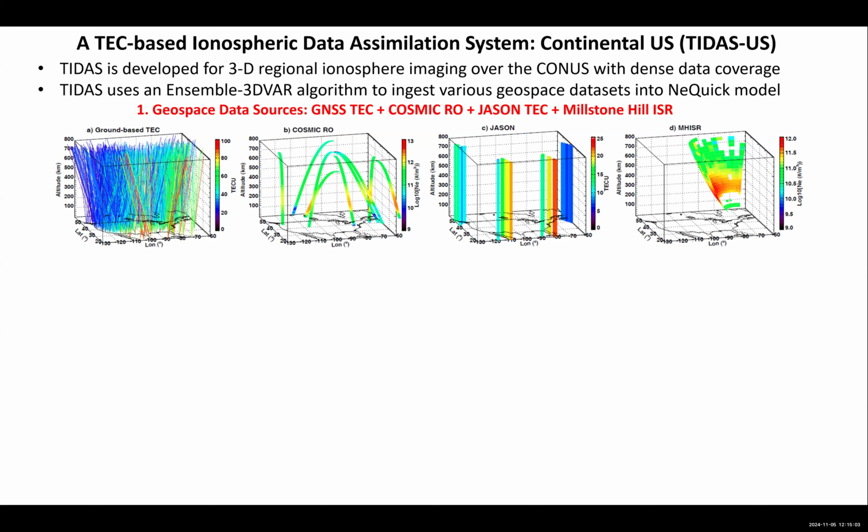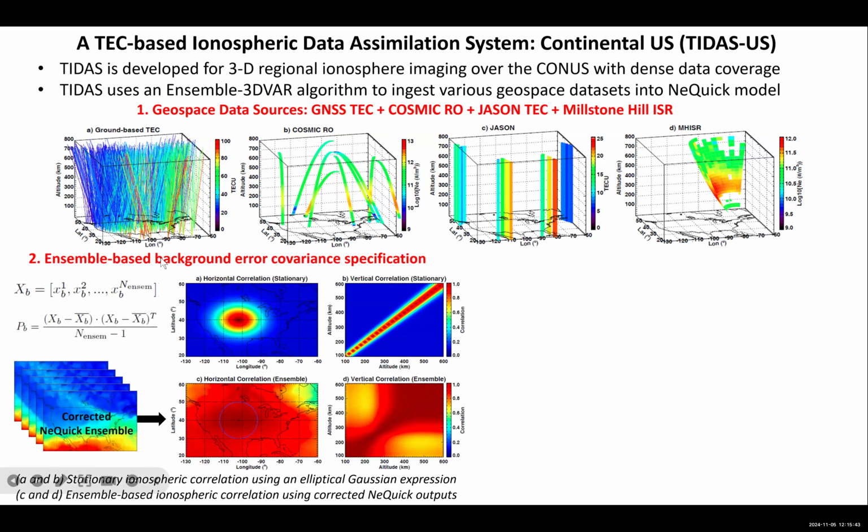And last but not least, we have the Millstone Hill ISR that provides the altitude resolved electron density distribution, which was also used as our data source. So we ingest these data sources into the background NeQuick model. It is an empirical model which can provide quick calculation of electron density and the total electron content along given two points. And we use an ensemble 3DVAR algorithm to do the data assimilation.